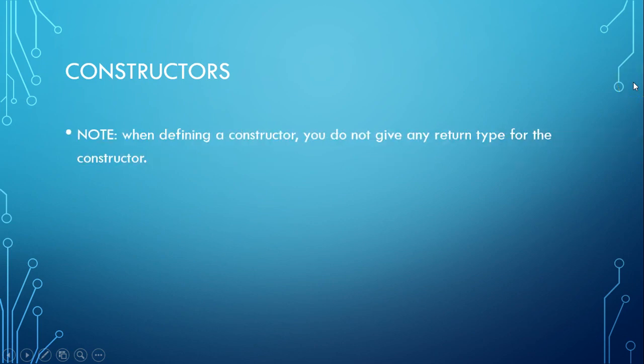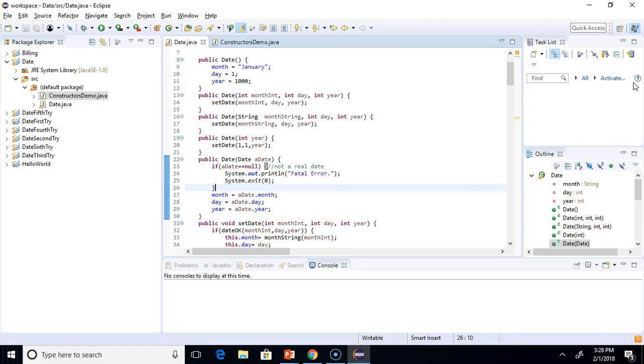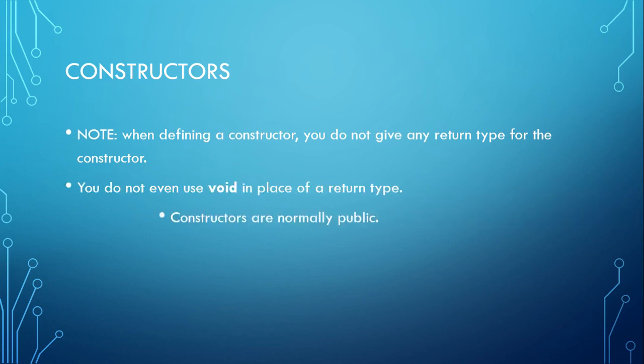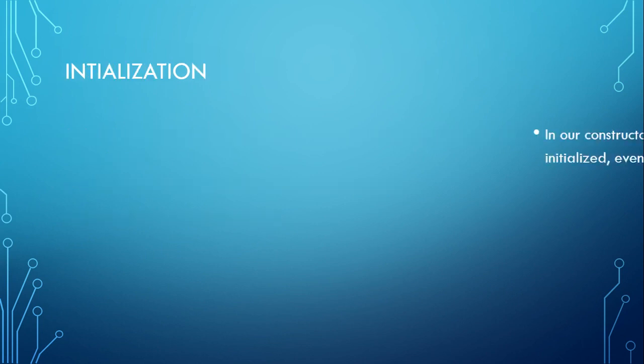So let's talk a little more about constructors. When we're defining them, you do not want to give any return type for the constructor. Notice they don't say void and they don't have a return. It's because they are constructor methods. So we don't use void, as I already mentioned. And they are normally public. Very rarely would you ever want to make them private. Generally speaking, these are public because you want to be able to access them outside of your class.